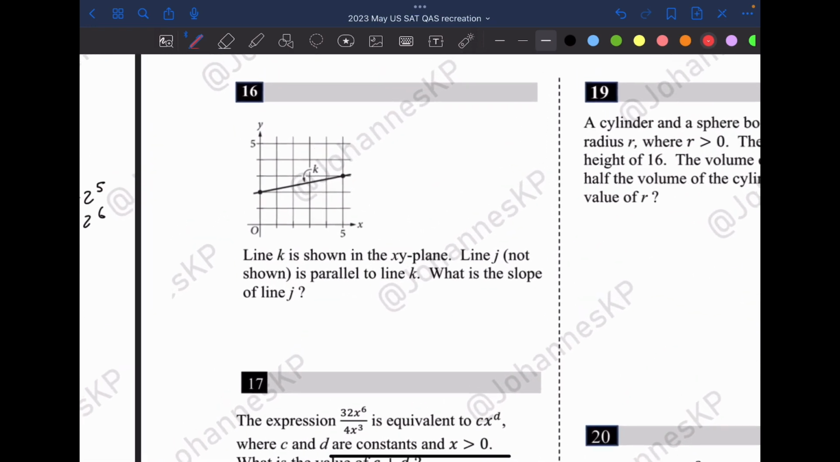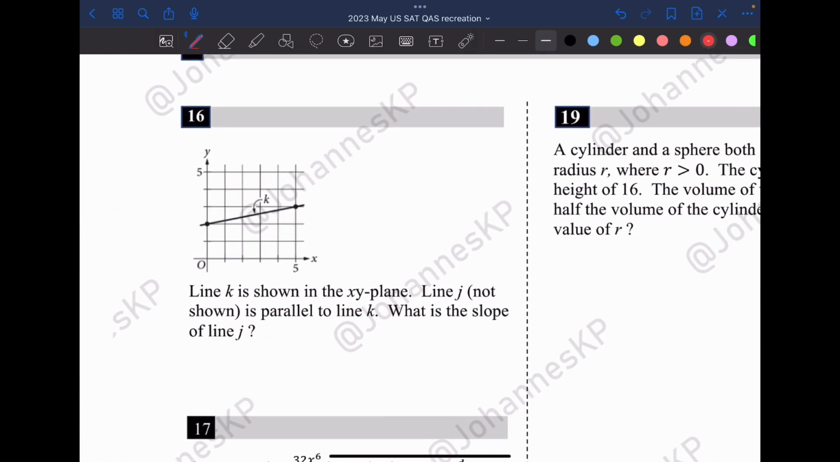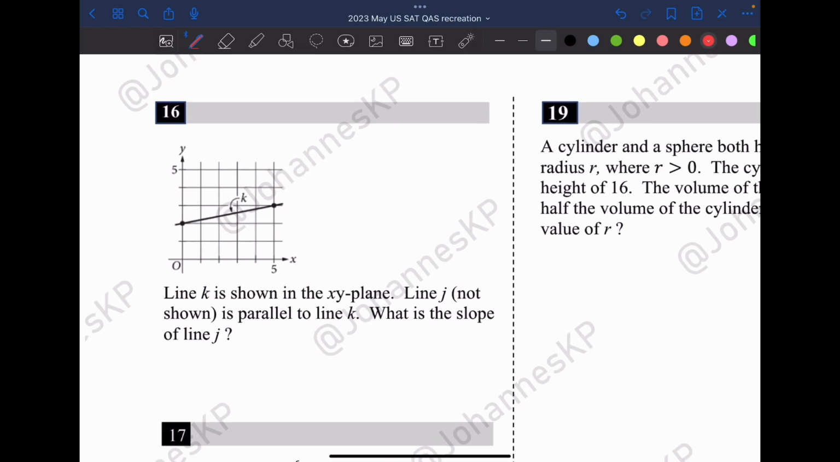Question number 16 now. So line K is shown in the XY plane. So we have it over here, line K. Line J, not shown, is parallel to line K. What is the slope of line J? Okay, this is the easiest question that might be on this exam. But if two things are parallel, they have the exact same slope. We don't even need to see J, because if you find the slope of K, it is going to be the slope of J. They are the exact same because that's how parallel lines work.